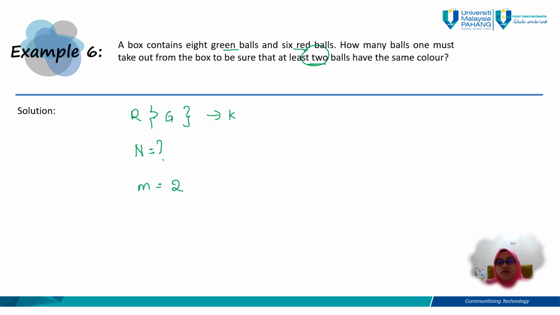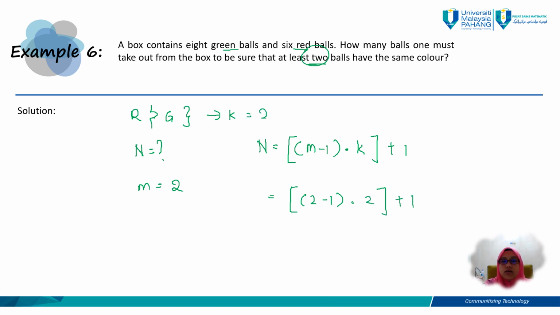So by using the formula, N is equal to bracket M minus 1 multiplied by K, plus 1. We will have 2 minus 1 multiplied by our K, which is equal to 2 here, plus 1. So 2 minus 1 is 1. 1 times 2 is 2. 2 plus 1 is equal to 3. So at least you must take out 3 balls. That means at least 2 balls have the same color.